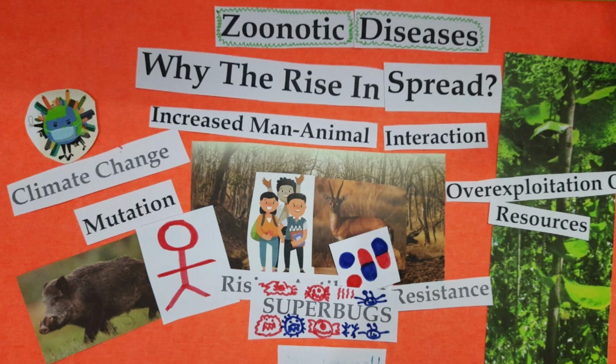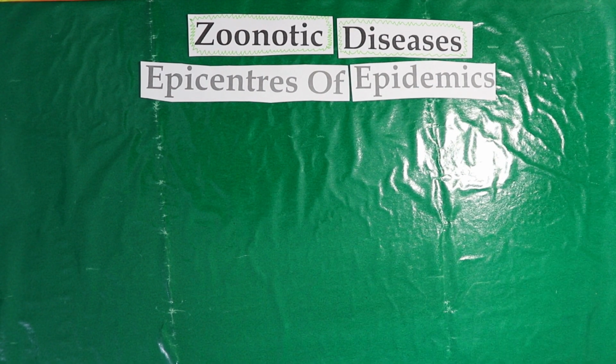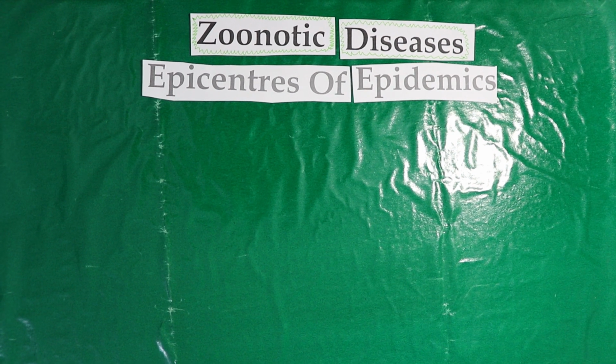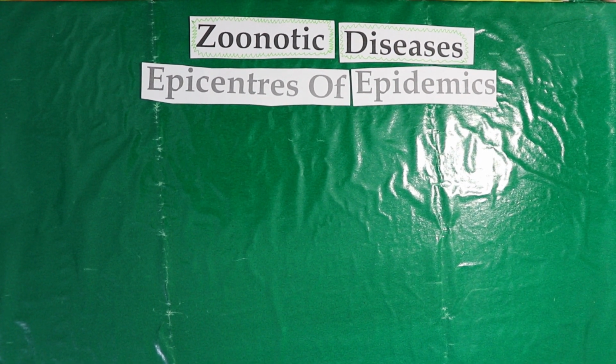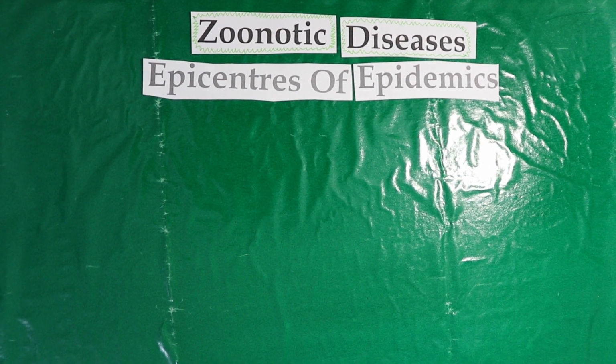So we are seeing that there is a rise in the spread of infection and also a rise in the number of infections that humans are getting from animals. But there are certain epicenters of such diseases. So we will see what these epicenters are and why these diseases are concentrated in these areas or originate in these areas.